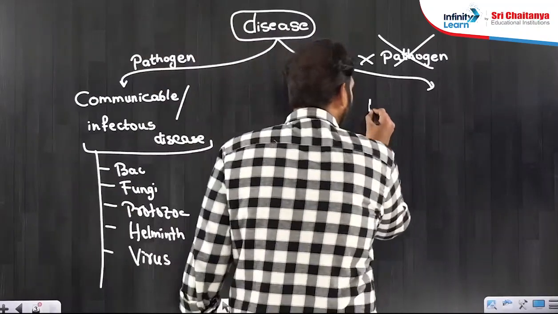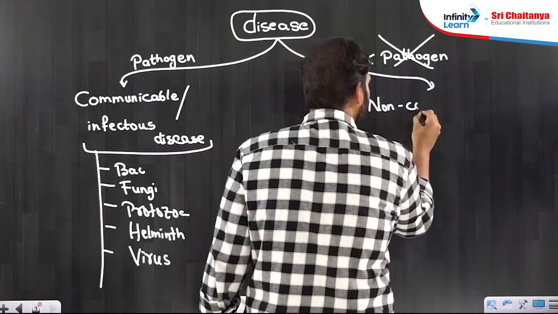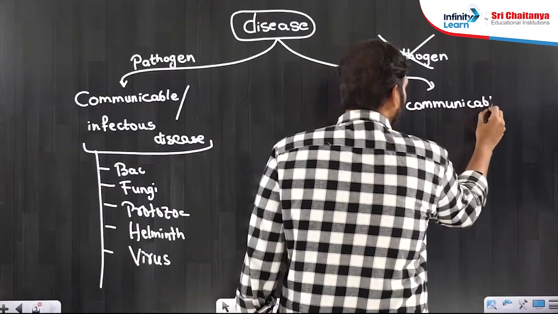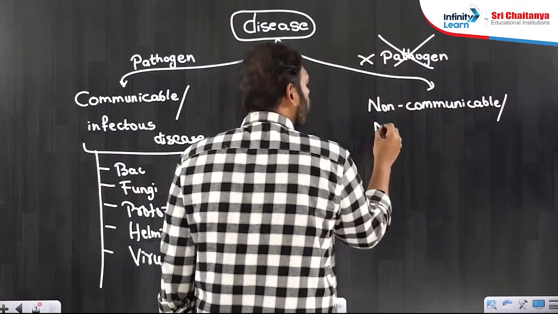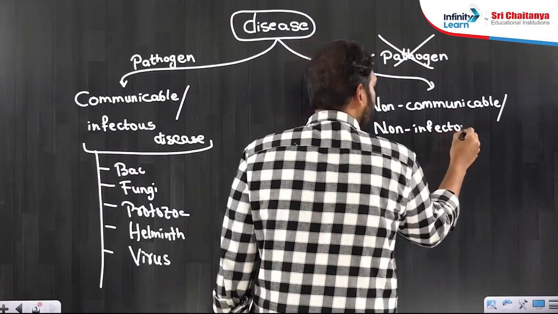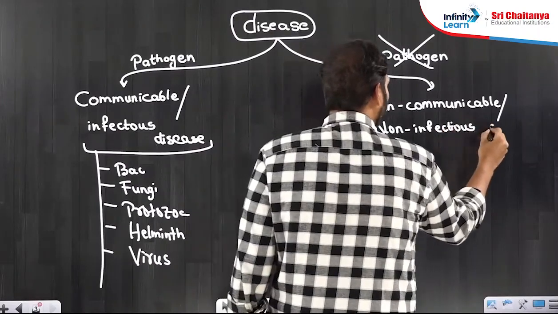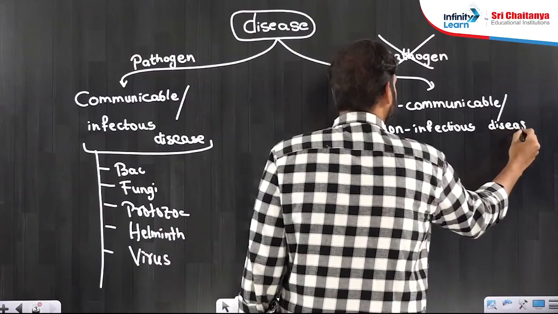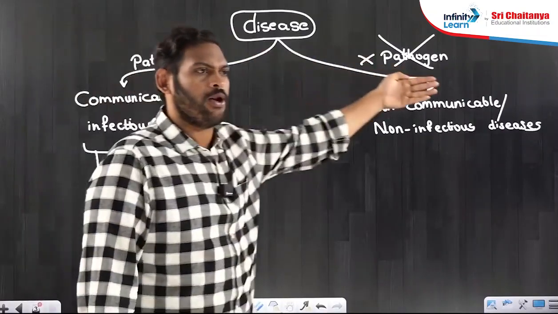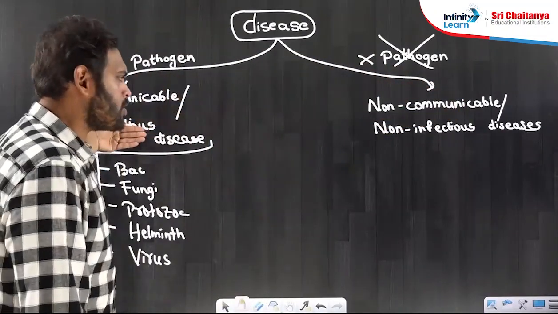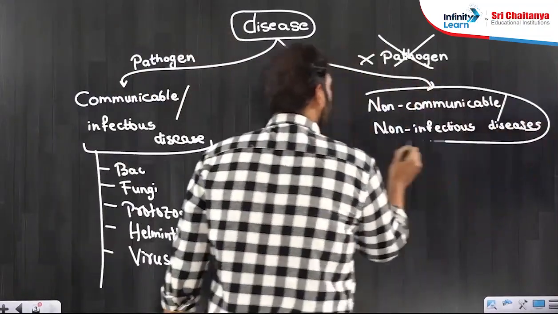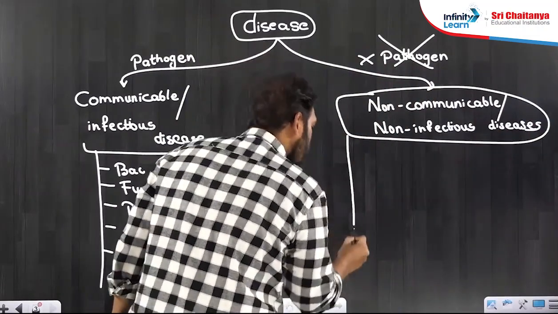Such diseases were referred as non-communicable diseases. Or we may also call them as non-infectious diseases because there is no pathogen involved here. Non-infectious diseases. So broadly, communicable, non-communicable, infectious, non-infectious. So let me give some examples of these non-communicable diseases happening to us.